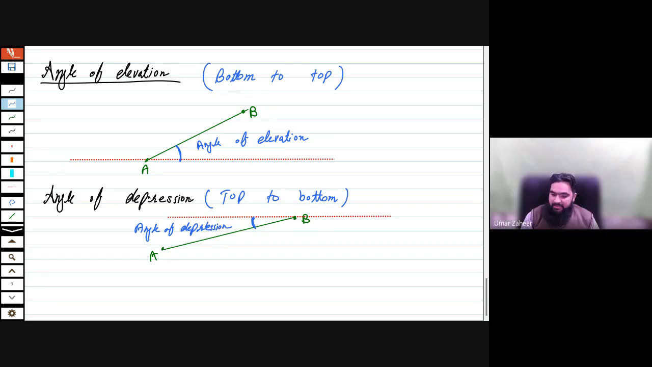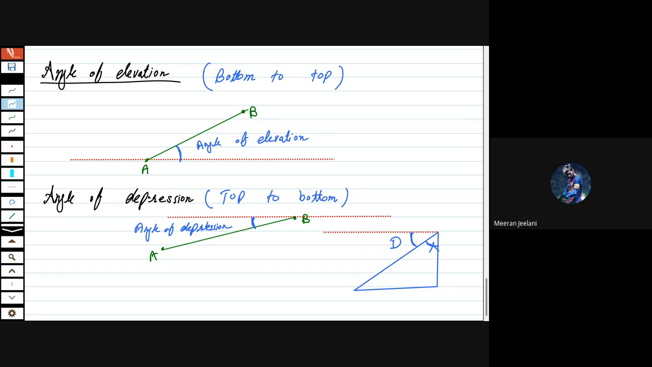Clear? Sometimes in a triangle, or any other shape, most of the students make the mistake of thinking that this is the angle of depression. No, you have to make a parallel line from your eye level, and start to measure the angle from there. This angle is the angle of depression, not this one. Always remember, the angle of elevation and the angle of depression are always measured from your eye level. Is it clear? Yes, sir.